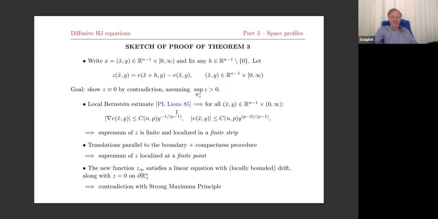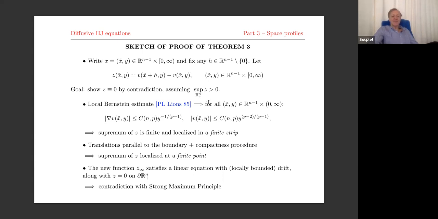Then you go back to the local Bernstein estimates of Lions, and since the distance to the boundary is y, here it means that grad v is bounded by y to the negative 1 over p minus 1, and you can integrate, because this is integrable because p is bigger than 2, so this power is less than 1. This is very important, and this is a big difference between the subquadratic and the superquadratic cases. Then you can integrate up to the boundary, and so v itself has to be bounded by y to the positive power p minus 2 over p minus 1. In particular, it is bounded at finite distance from the boundary, and this already tells you that the supremum is finite, because this is just difference of two bounded things.